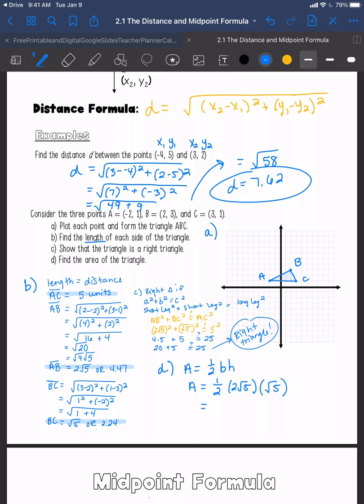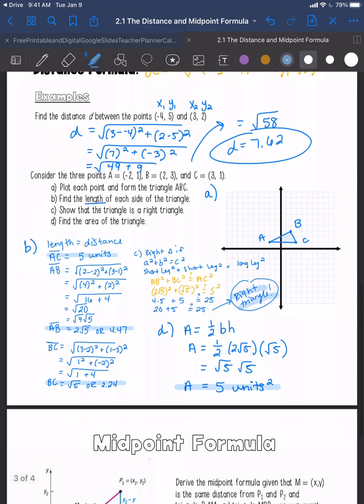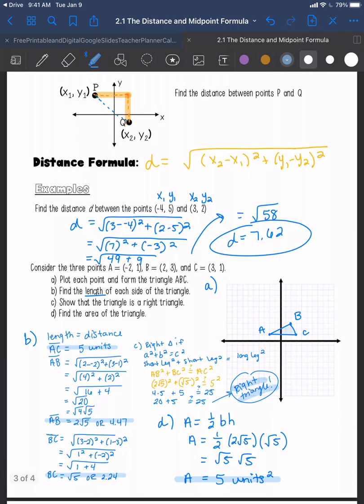Multiply 1/2 times 2 radical 5. That just leaves us with square root of 5 times the square root of 5, which is just 5. And then area is square units. I'll just put units squared. Okay. That is the distance formula and applying it. So now let's look at the midpoint formula.